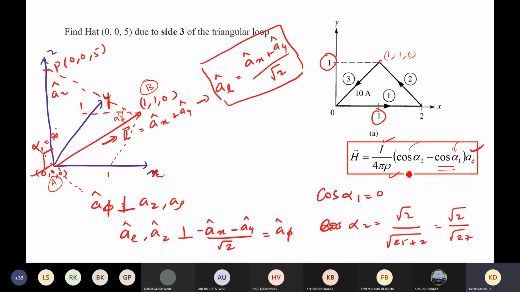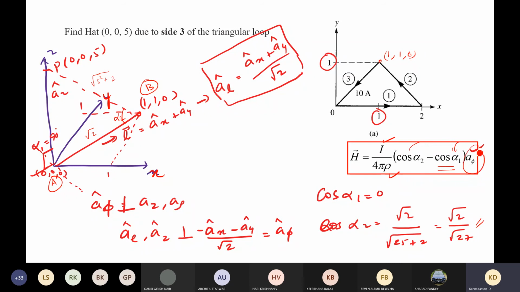And what about cos alpha 2? You have to calculate the hypotenuse and the adjacent side. So this is the adjacent side, which is going to be root of 1 square plus 1 square, which is root 2. And the hypotenuse is going to be root of 5 square plus root 2 square, which is 2, so you will get root 27. So this is nothing but cos alpha 2, and when you substitute, everything will come.